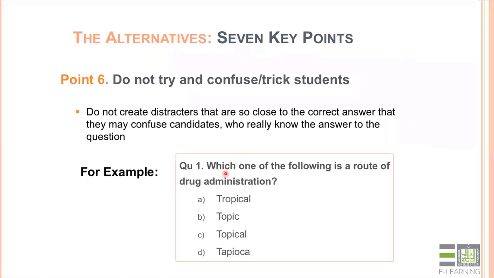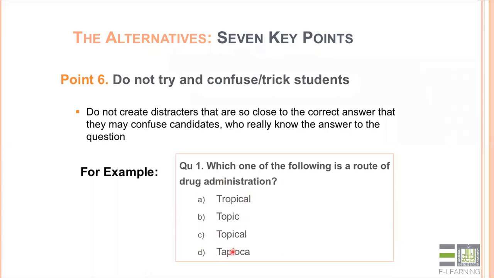The best way to explain it is in this example here. I've got a similar question to the previous one. Which one of the following is a route of drug administration? Now, as you can see, the list of alternatives are quite similar. And this, I would say, is a way of tricking our students. A student may know that the correct answer is topical, but because the distractors are so close to the key answer, this is an example of tricking the students. So again, we don't want to confuse them. We want to assess if they really know the answer.